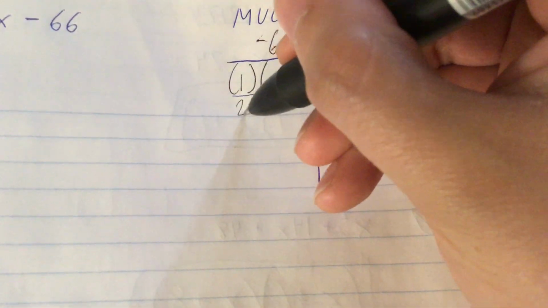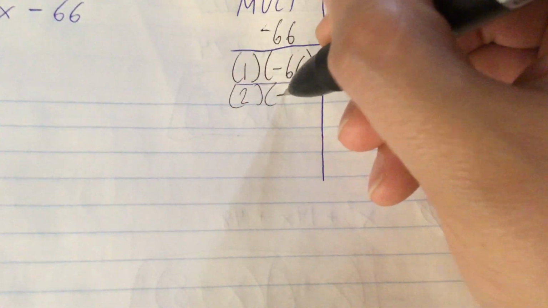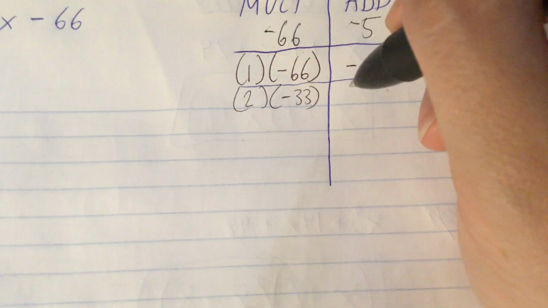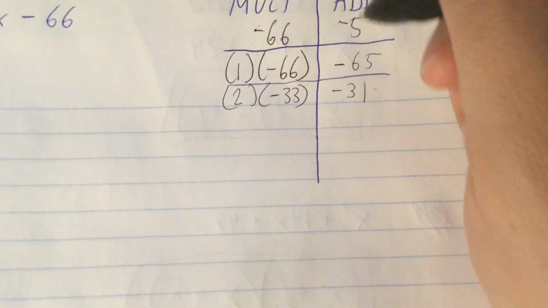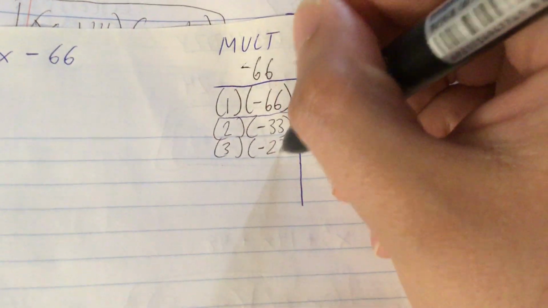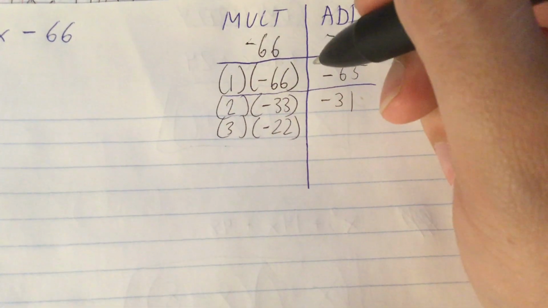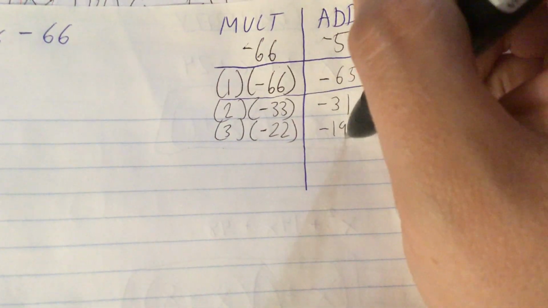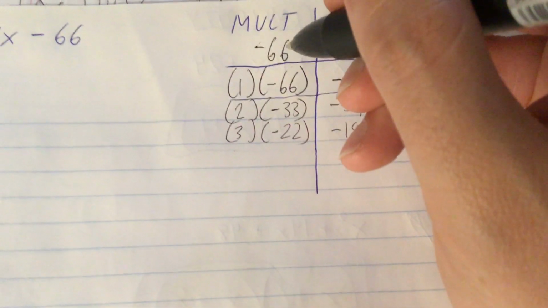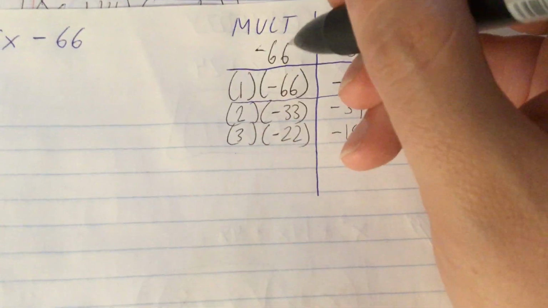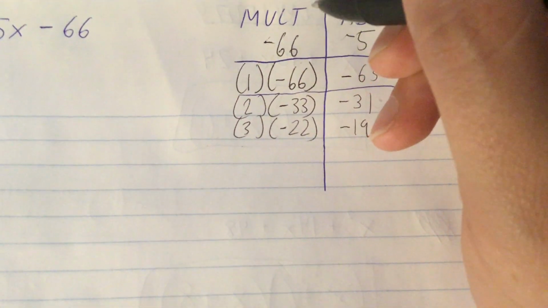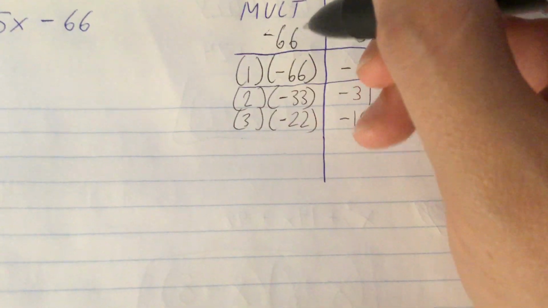Okay? 2 goes into 66 33 times, so 2 times negative 33. 2 and negative 33 multiply to make negative 66. 2 plus negative 33 is negative 31. Well, closer and closer to negative 5 we go. Let's try 3 and negative 22. 3 times negative 22 is negative 66. 3 plus negative 22 is negative 19. Closer and closer we go. 4 goes into 60, then 64, then 68. So 66 divided by 4 would be a decimal. Divide by 5, you will get, it doesn't end in a 0 or 5, so you'll get a decimal.